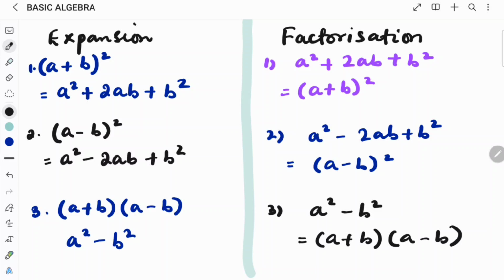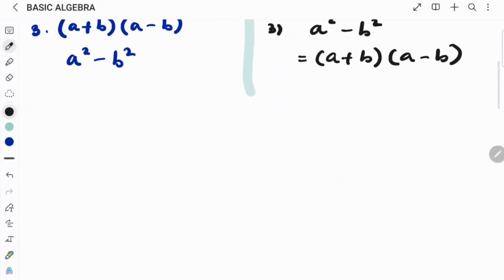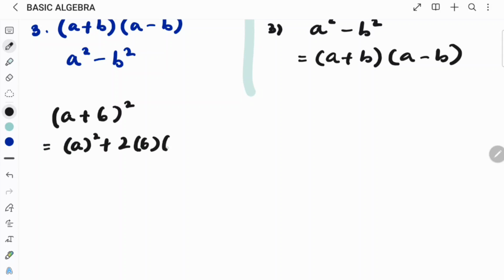Now we are doing a few examples. For example, if you have (a plus 6) whole square, obviously this is a question of expansion. It is a square plus 2ab plus b square, where a is your a and b is your 6, plus 6 square. So that will become a square plus 12a plus 36.